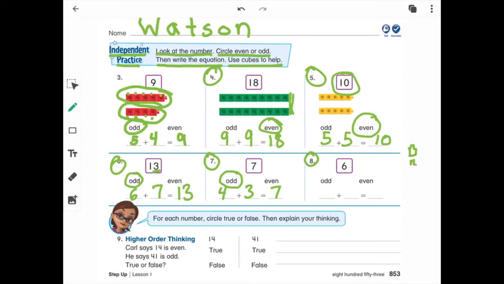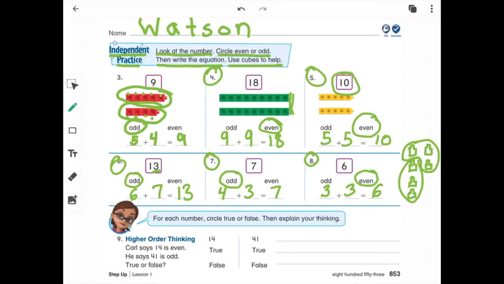1, 2, 3, 4, 5, 6. Okay, let's see if I can turn this into 2 equal groups. I have a group of 3 here and a group of 3 here. So yes, I can. So that means it's even. So what would be the equation here? 3 plus 3. Yes, you're right. Equals 6. Okay, we're almost done.